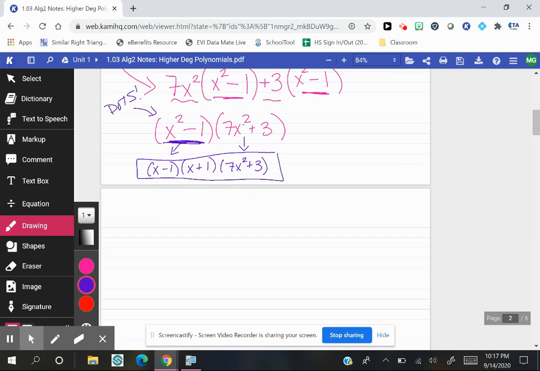All right, the next one is we're going to factor completely again, but this time we're going to solve. So this is number 4. Factor completely and solve. So we've got 2x to the 6th plus 30x squared equals 16x to the 4th.